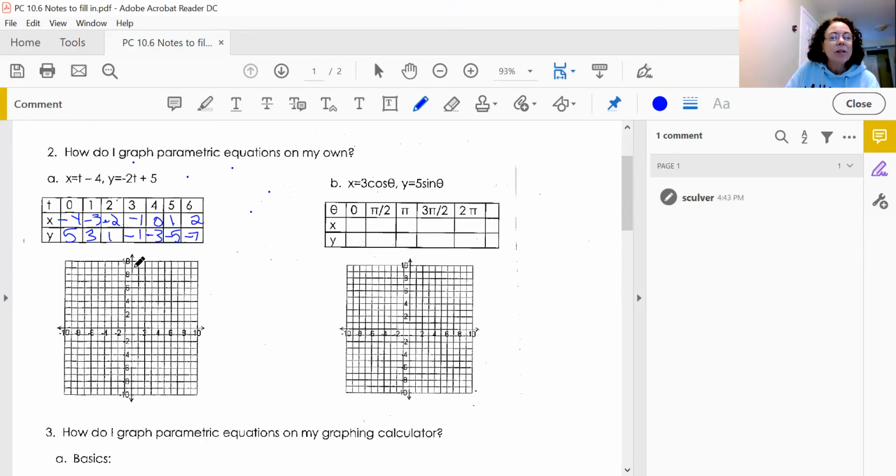Okay, so let's take a look. So when it says, how do I graph parametric equations on my own? Let me just check my data really quick. So my x should have been going up by 1. They are. My y should have been going down by 2. They are. In the end, we're okay.